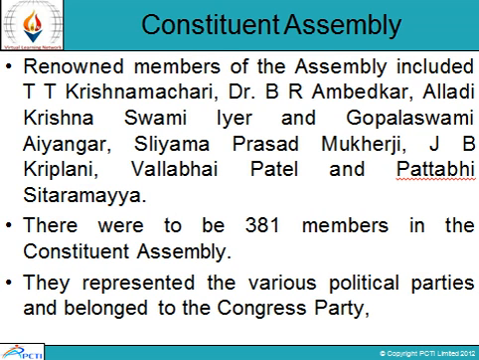Renowned members of the assembly included T. Krishnamachari, Dr. B.R. Ambedkar, Alladi Krishnaswamy Iyer and Gopalaswami Iyengar, Syama Prasad Mukherjee, J.B. Kripalani, Vallabhbhai Patel and Pattabhi Sitaramayya. There were to be 381 members in the Constituent Assembly. They represented the various political parties and belonged to the Congress Party.